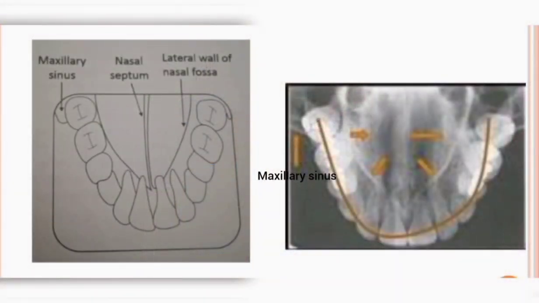This projection shows the maxillary sinus, nasal septum, lateral wall of nasal fossa, and the teeth from the right second molar to the left second molar.